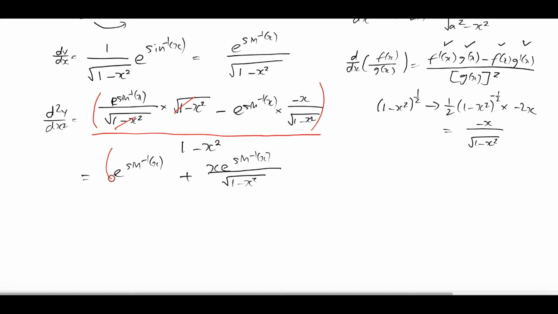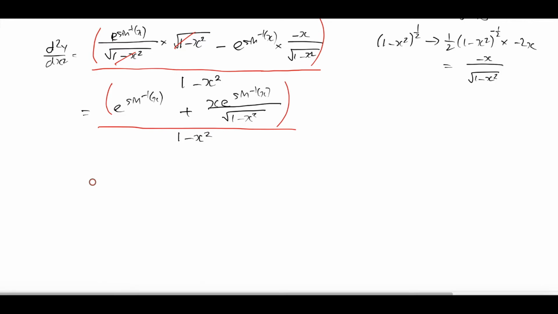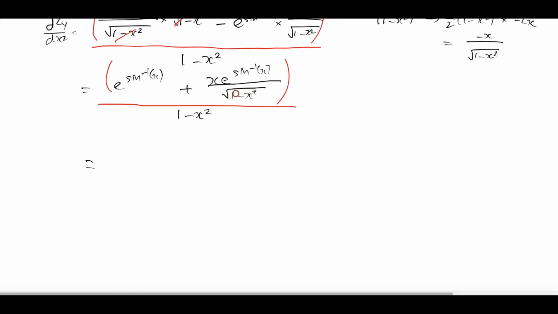Now put that inside the bracket again so you don't get confused or lost, because it's a fraction over a fraction, and then this is still 1 minus x squared. Okay, we have to get rid of this denominator because a fraction over a fraction is very confusing. So to get rid of this, we make the top part have the same common denominator. So you have to multiply the first term by root 1 minus x squared as well. So we get root 1 minus x squared e^(sin inverse of x) plus x e^(sin inverse of x), okay? And then everything is going to be divided by the square root of 1 minus x squared.